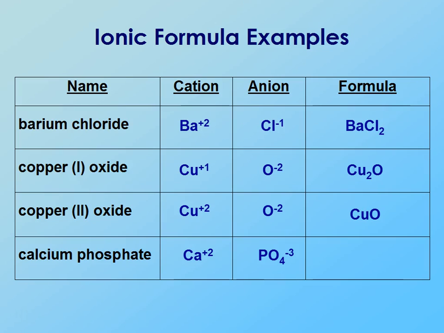In order to get these charges to balance, we're going to need to cross both. And we're going to need 3 calciums at +2 each to balance out the 2 PO4s at -3. And because we need 2 of the phosphates, we have to put the PO4 in parentheses so we don't show 42 O's. We show 2 PO4s.